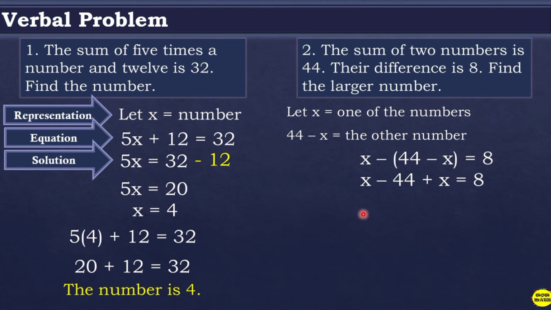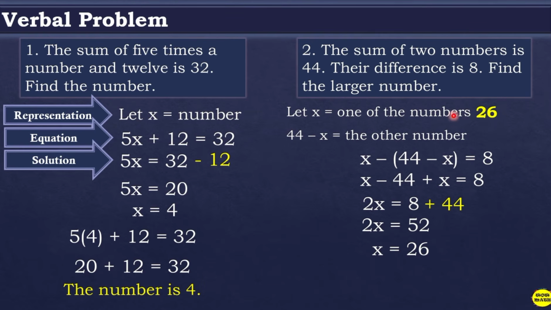So by transposition, we now have 1. Since this is 1, so x plus x, 2x, and then equals 8. So ito, transpose natin siya sa right side. Okay? So magiging plus 44 kasi minus ito. So we now have 2x is equal to 8 plus 44. This is 52. Okay, so by dividing both sides by 2, divide mo siya by 2, pareho. So makakancel dito. So 52 divided by 2 is 26. Okay, so therefore, yung x mo, this is 26.